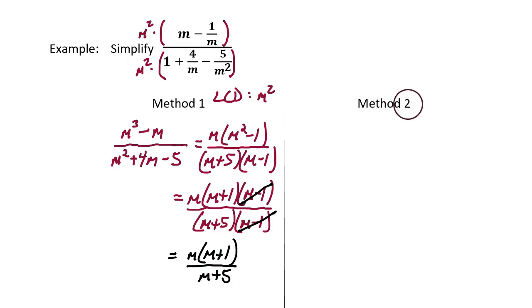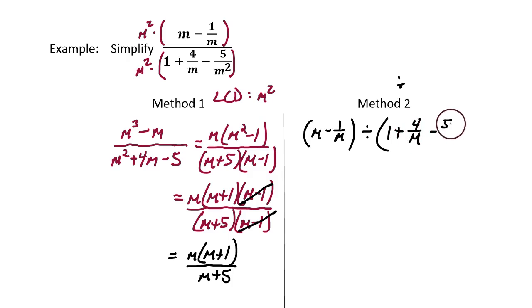Let's do the same problem again, but this time with method number 2, where you rewrite using that kind of division symbol. So we have the m minus 1 over m, and we want to divide that by the 1 plus 4 over m minus 5 over m squared. We're rewriting the original problem instead of using this long division bar, using this kind of division symbol. Next step, actually perform this subtraction to get this as a single fraction. You can put a 1 under there to help you see the denominators.